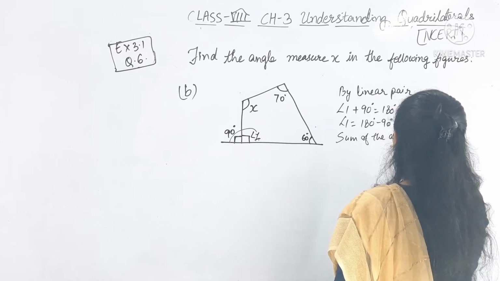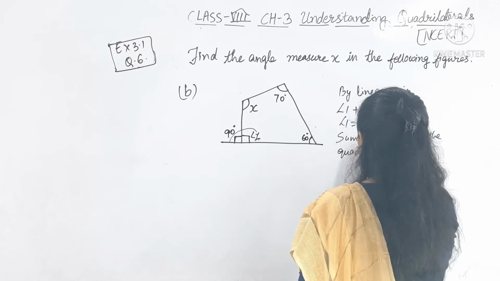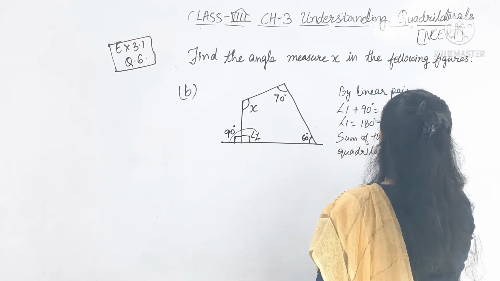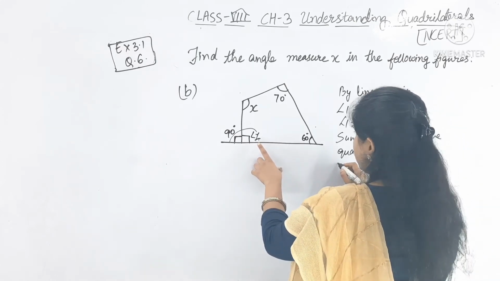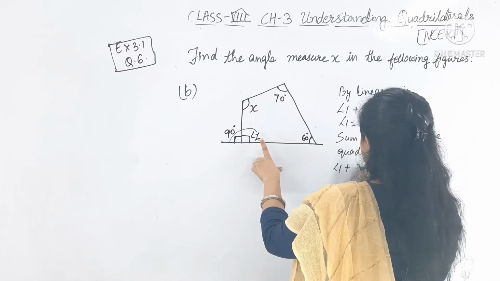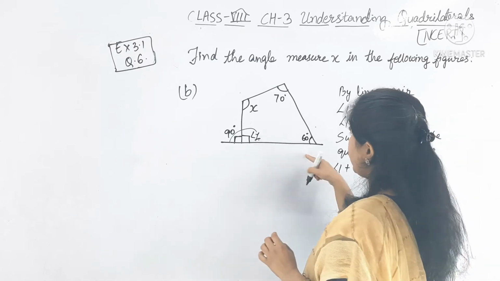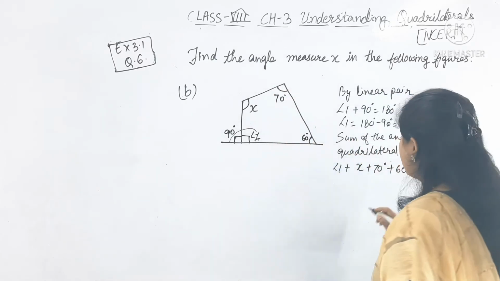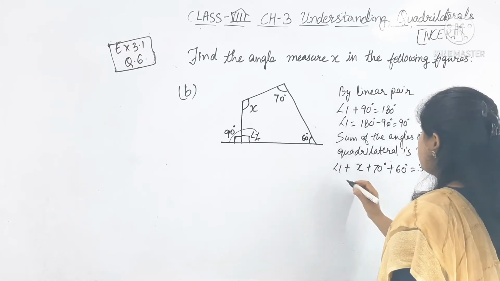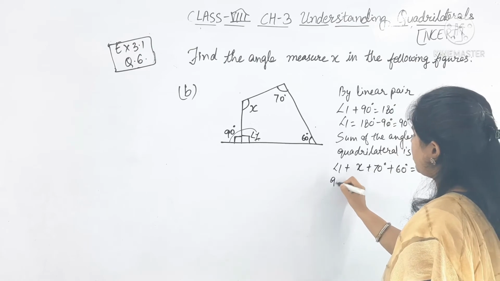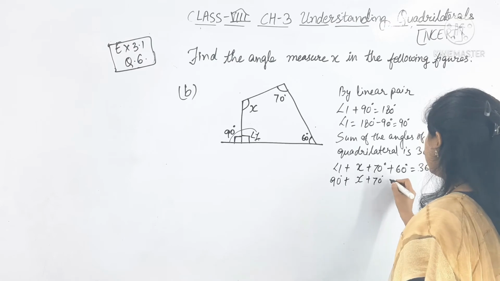Okay, and this has 4 sides, which means it is a quadrilateral, and we know that the sum of the angles of the quadrilateral is 360 degree. So here you can write, angle 1 plus x plus 70 degree plus 60 degree. You can name them A, B, C, D, or you can write like this. So angle 1 I found out is 90 degree by linear pair. We have to find out angle x.